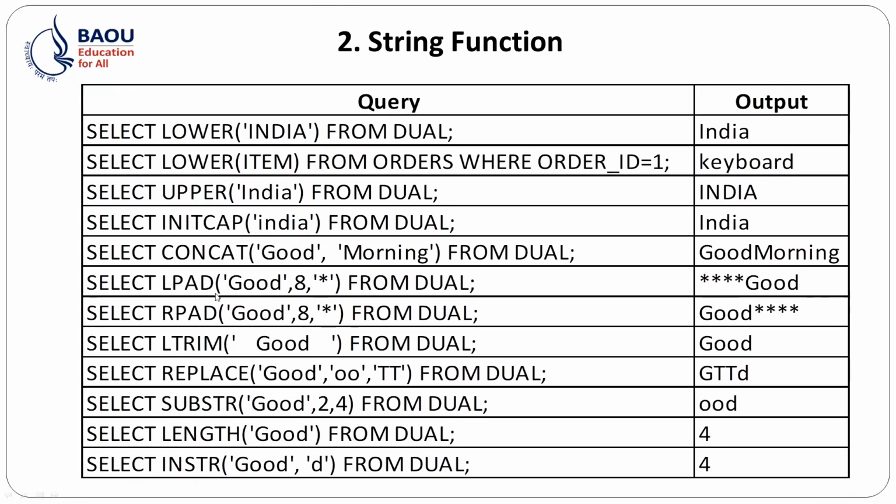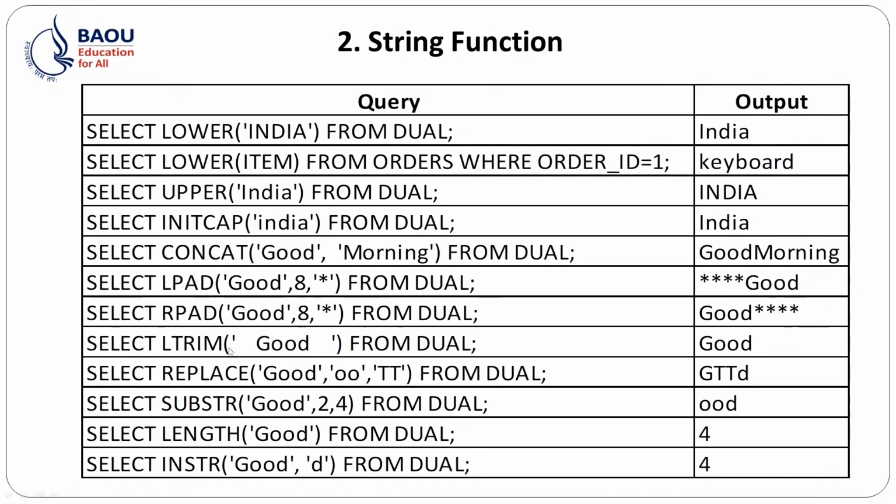Now LPAD. LPAD is used with good, then 8 and then star. So the length is 8 characters. So left padding is used to add the star. Now RPAD. RPAD is used with the digit. Here RPAD means right side padding. All the strings are 8 characters in length, and after good, which is 4 characters, the 4 stars are added.